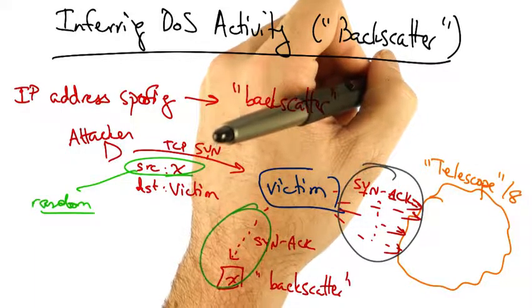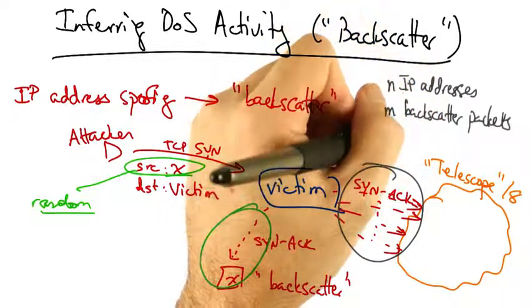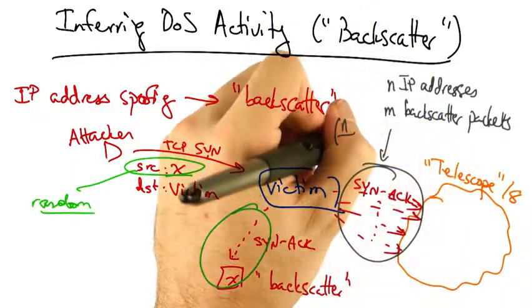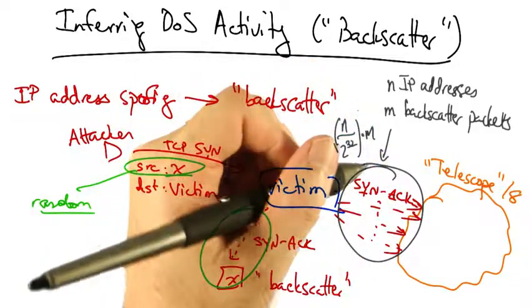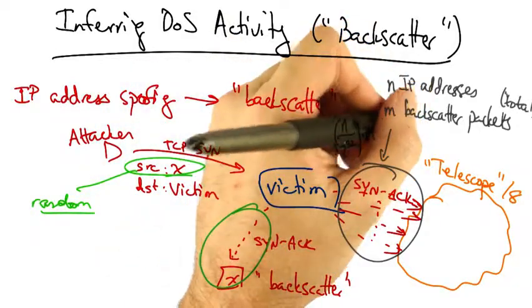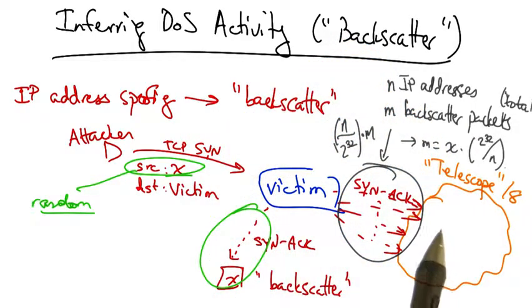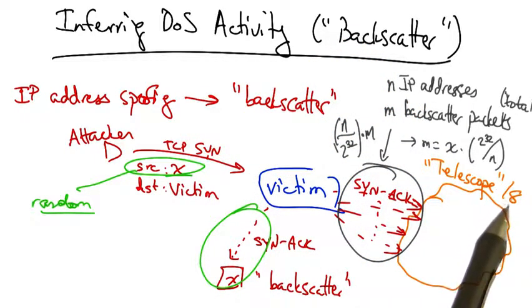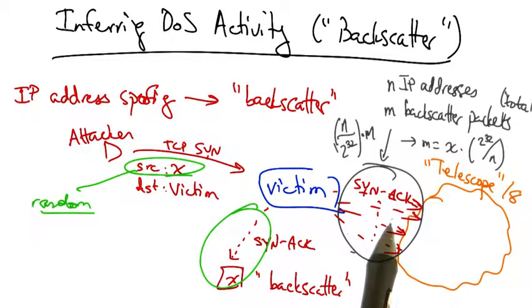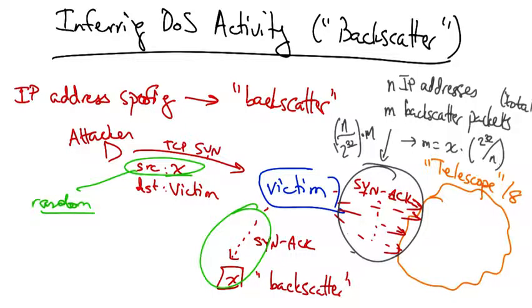So for example, if we monitor n IP addresses and we see m attack packets, then we expect to see n over 2 to the 32 of the total backscatter packets and hence of the total attack rate. If we want to compute the total attack rate, we simply invert this fraction. So for example, in this case, if our telescope were a /8 or 2 to the 24th IP addresses, we would simply multiply our observed attack rate, x, by 2 to the 32 divided by 2 to the 24th, or 256.